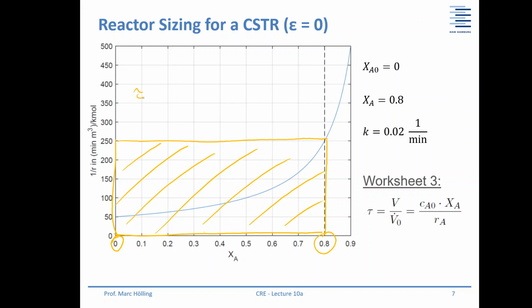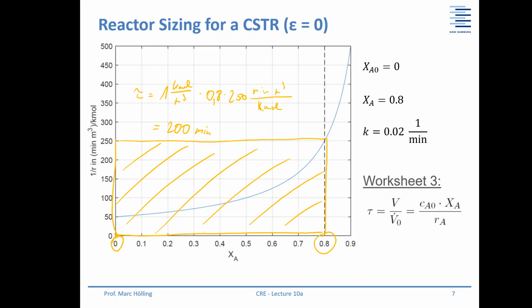If you put in the values, your starting concentration is 1 kilomole per cubic meter, then your XA was 80%, so 0.8, times your reaction rate, 250 minutes cubic meters per kilomole, and then again you end up with a residence time of 200 minutes.